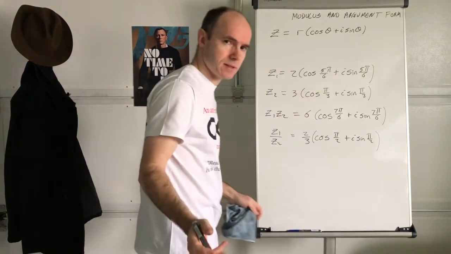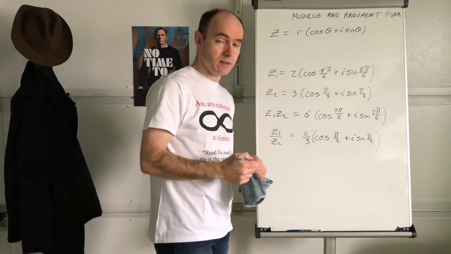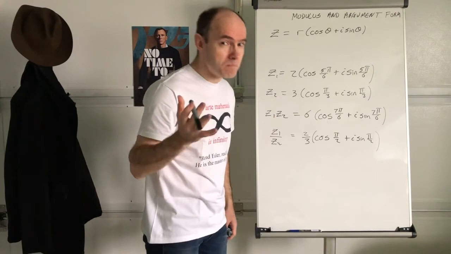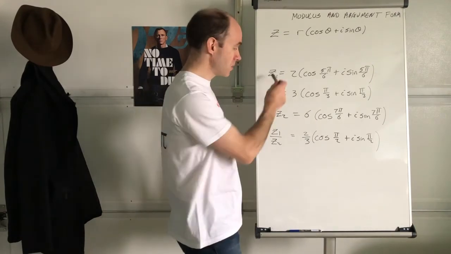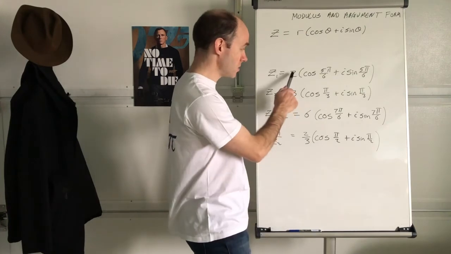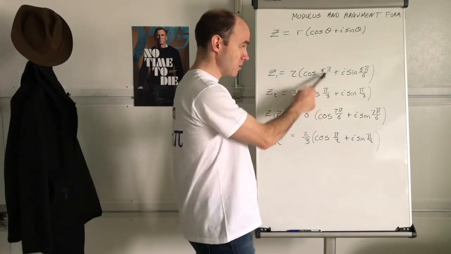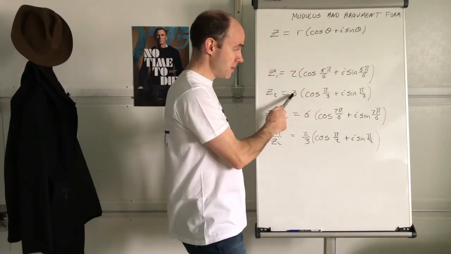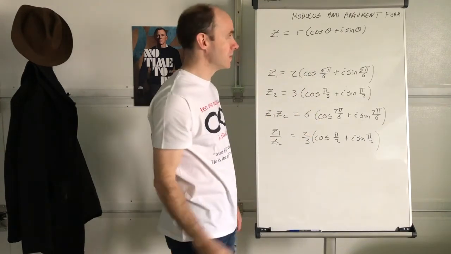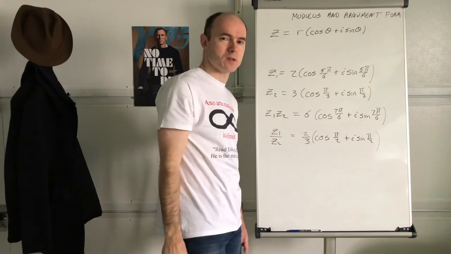Done. So can you see when you write it in modulus-argument form, it's so much quicker to multiply and divide complex numbers together. Because all you've got to do is just multiply those two numbers, add those numbers, or divide that by that and subtract that from that. It's so much quicker. So, yeah, one of the really good reasons for using modulus-argument form.